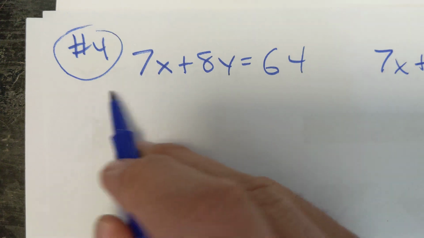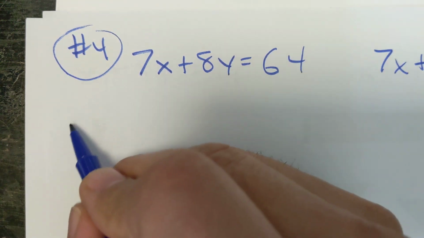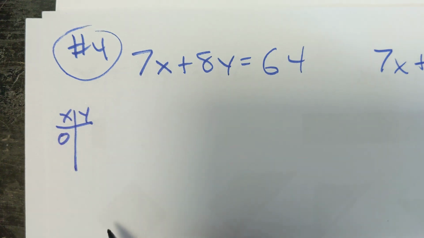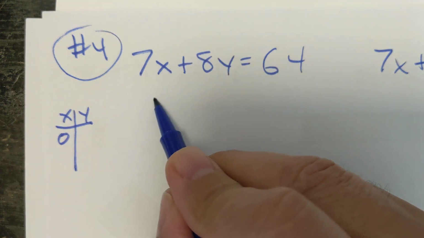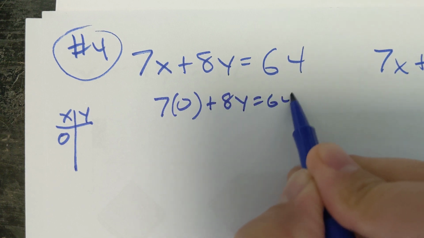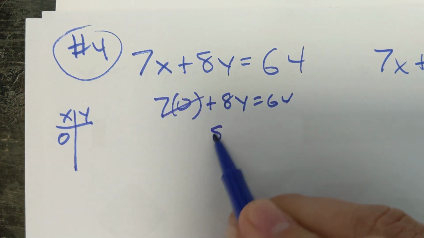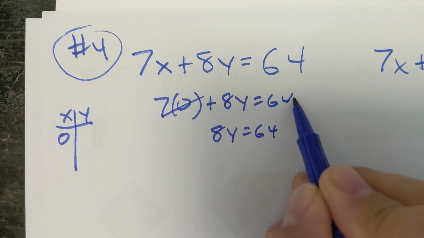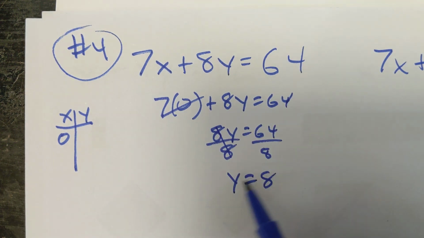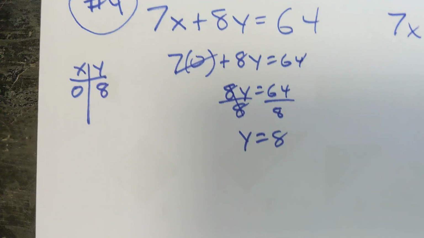All right, so the faster way: standard form typically is finding the x and y intercepts by plugging in zeros. So I'll plug a 0 in for x. 7 times 0 plus 8y equals 64. That disappears. 8y is 64, so if I divide by 8, y equals 8. Okay, so we've got a y-intercept of 8.